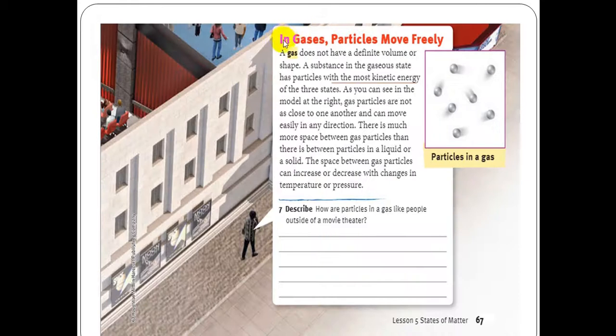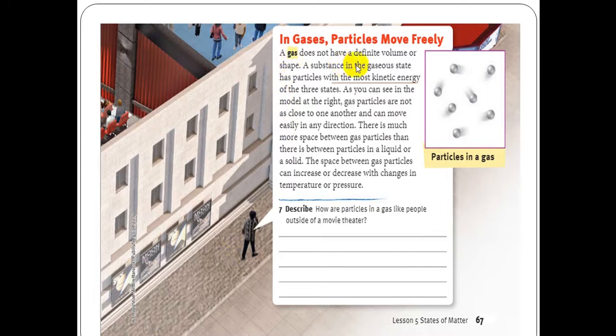Okay. In gases, particles can move very freely. Look here, the particles have a lot of space between them, right? Like outside the theater, people can move freely in the street because it's empty and there aren't a lot of people to hit them, so they move freely.